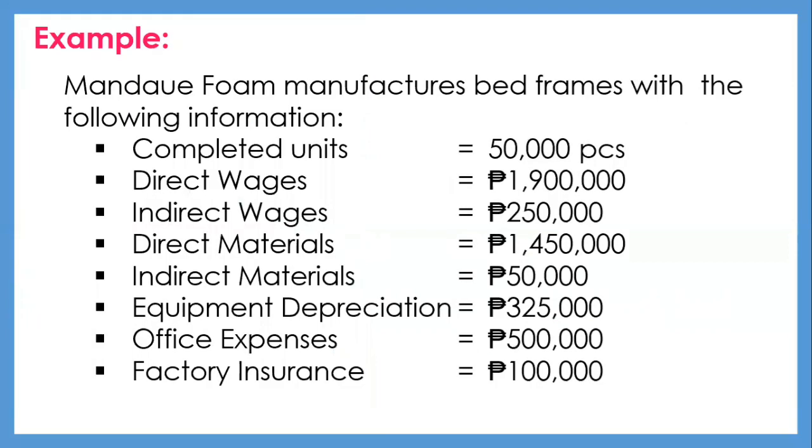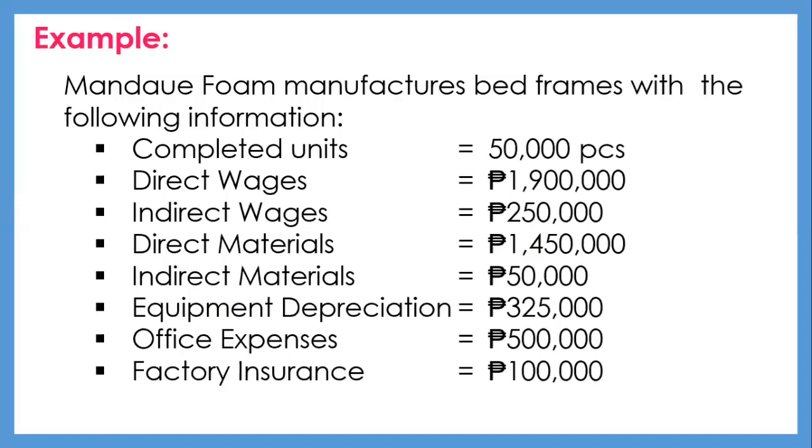So in order for us to better understand conversion cost, let us have an example. Okay, for example, Mandawi Foam manufactures bed frames with the following information. Completed units, we have a total of 50,000 pieces, finished goods, completed goods. Another information we have is direct wages amounting to 1,900,000 pesos. Next, we have indirect wages amounting to 250,000 pesos. Next, we have direct materials, which amount to 1,450,000 pesos. Next, we have indirect materials amounting to 50,000 pesos.